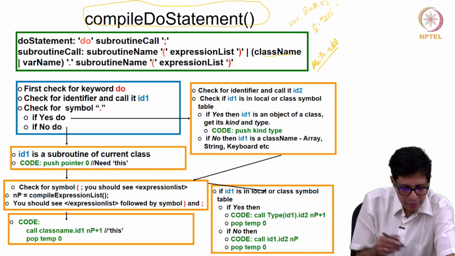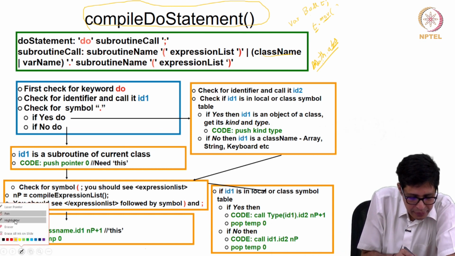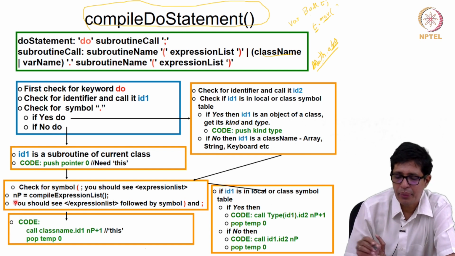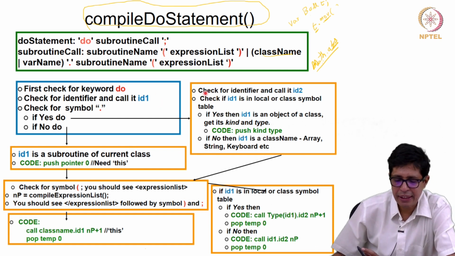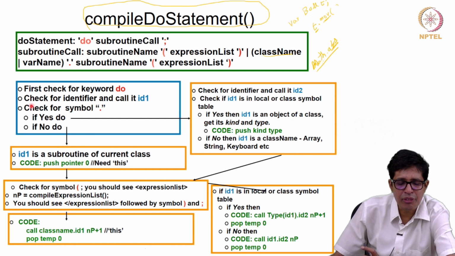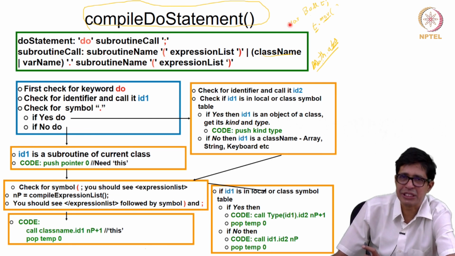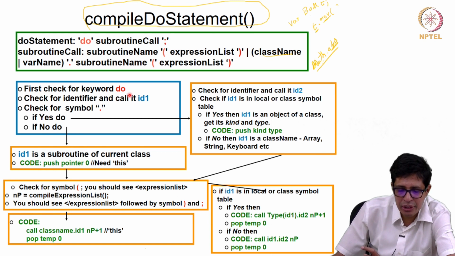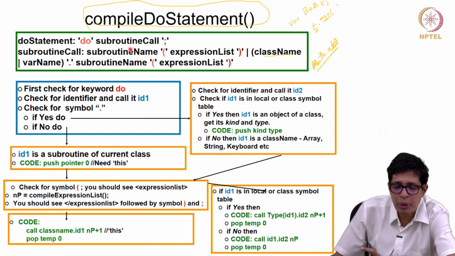Okay. So, this is the way we look at this subroutine call. Once you do compile do statement, first we should check for keyword do, then check for some identifier and call it ID1. This ID1 can be a subroutine name or a class name or var name, right. Then you check for the symbol dot. If dot is there, then your ID name has to adhere to the second rule, that is class name or var name dot something. If dot is not there, then it is just a subroutine name.